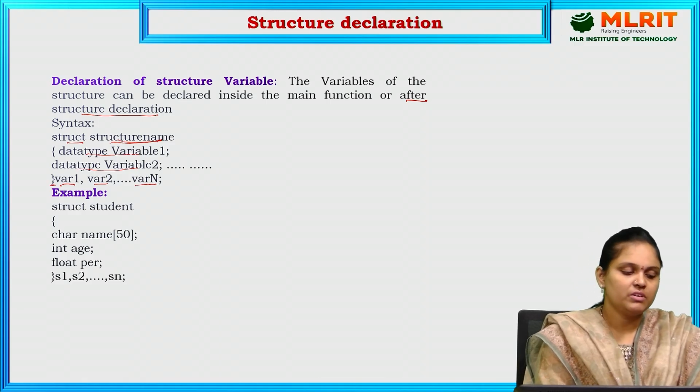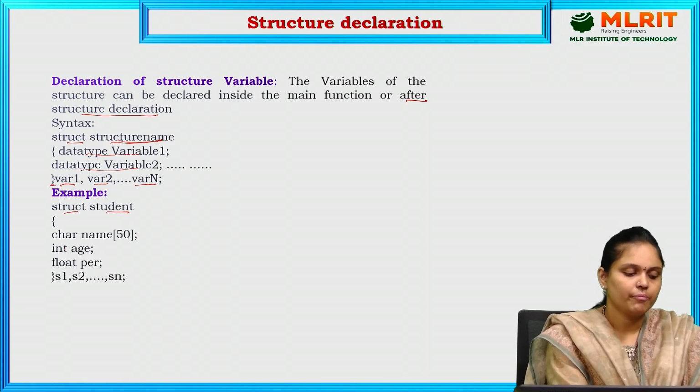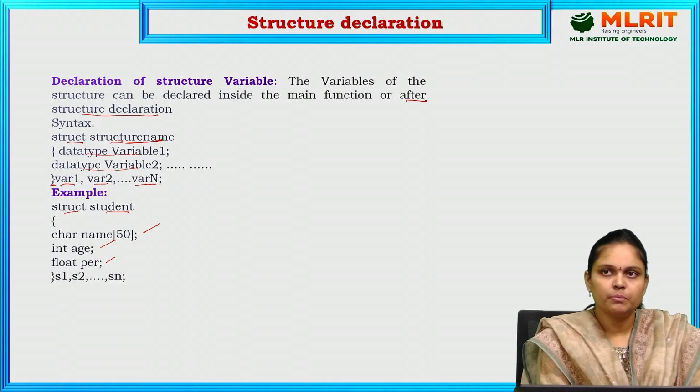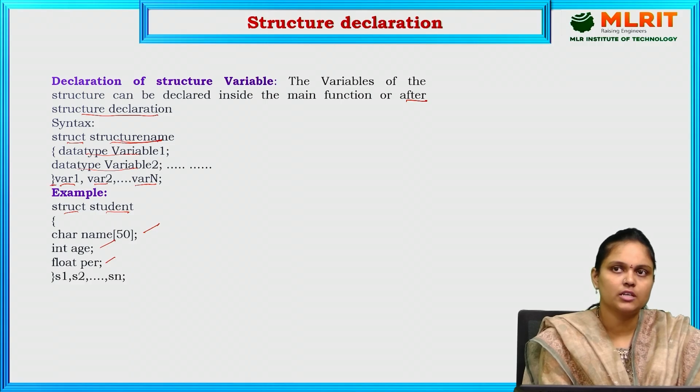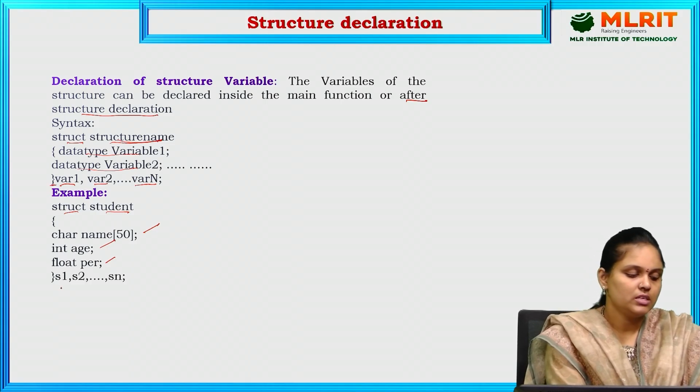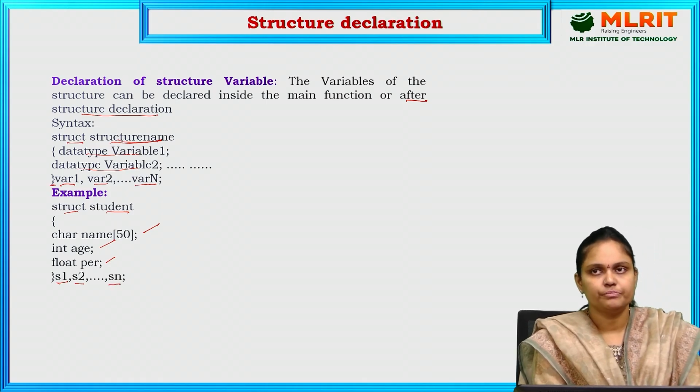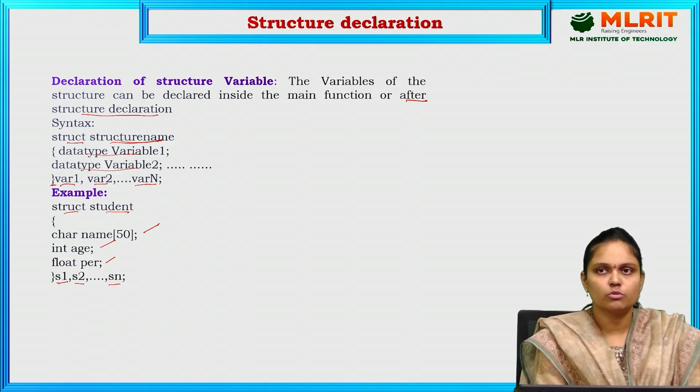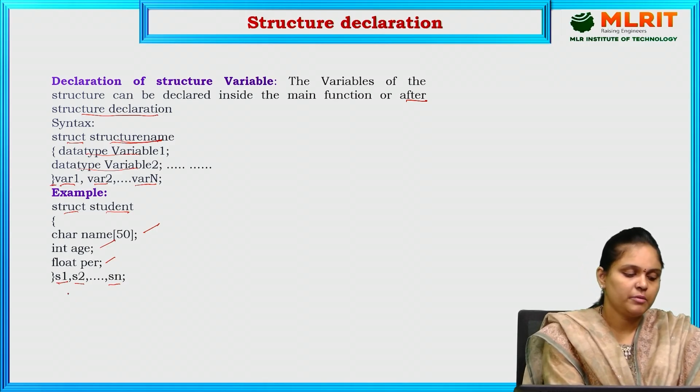So consider the previous example. Say student, and the members that we are using are name, age, percentage. So name is of character data type, age is of integer data type, and percentage is of float data type. So different data type values you can store, and similar data types also we can store. Here these are the variables that we are declaring, S1, S2, and so on till Sn. However many student records you want to store, you can store in this particular structure.